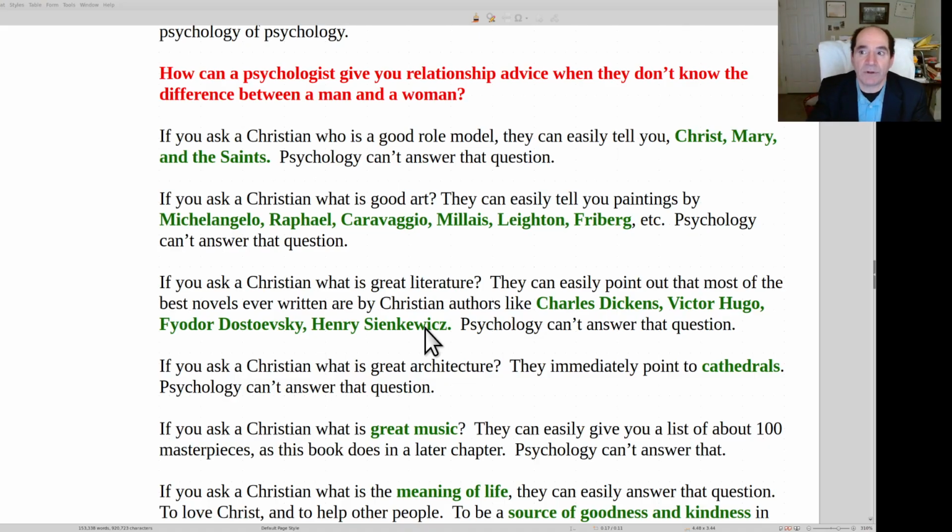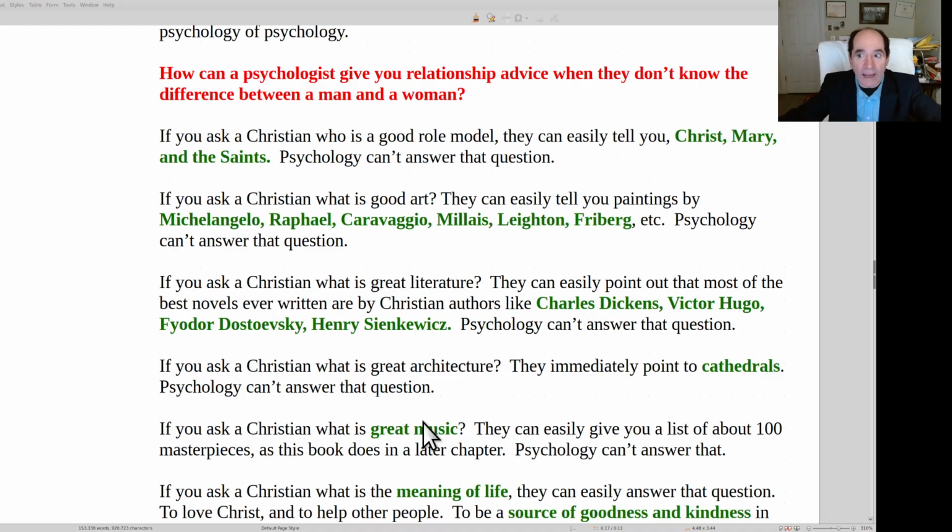So that's what I mean by when you get past the superficial BS, it's kind of a big joke, all right? What's great architecture? Psychologists will tell you they don't know. Christianity will say, look at the cathedrals. It's obvious, okay? What's great music? Christian music, okay? Psychology can't answer that. It's obvious. I can easily rattle off 100 masterpieces of Christian music.